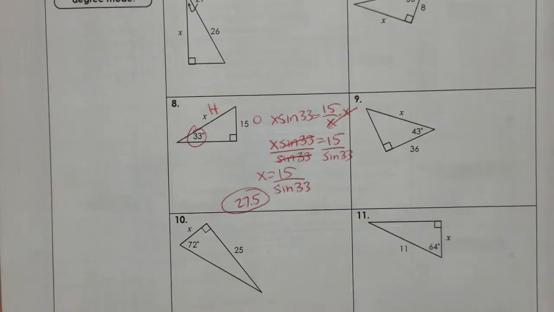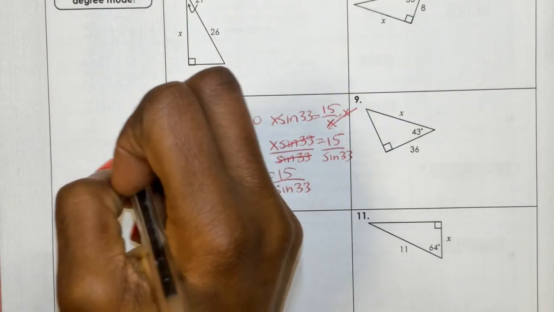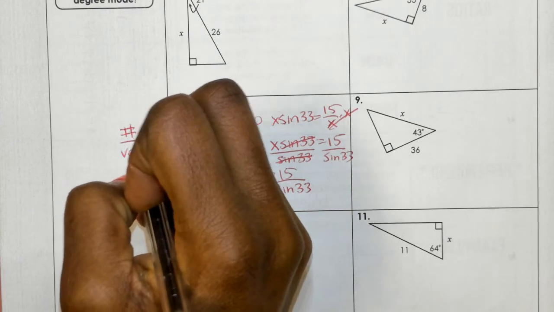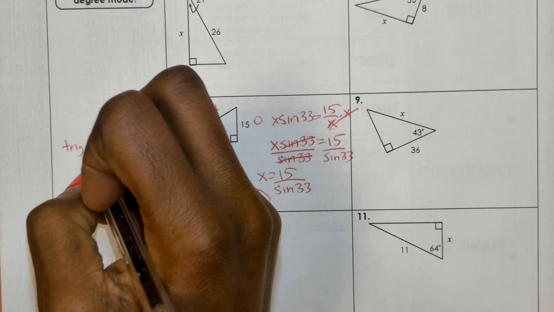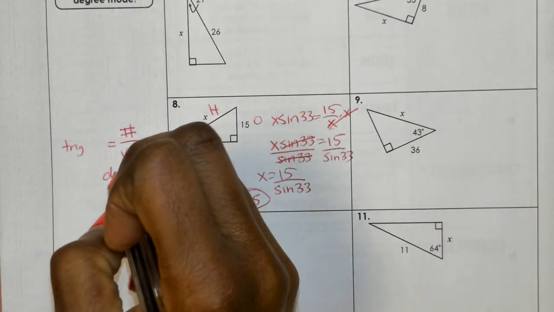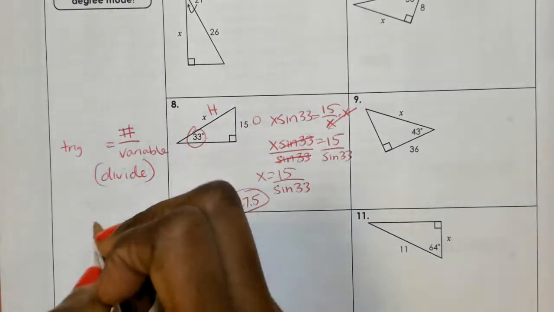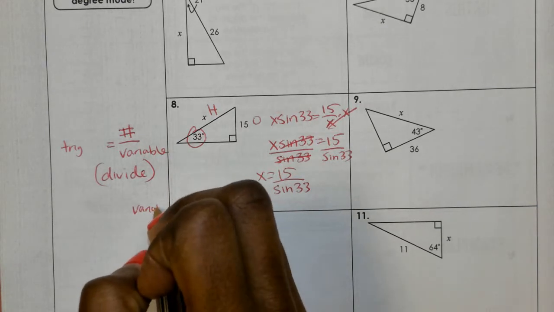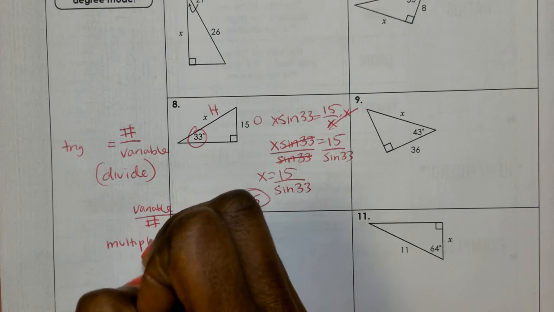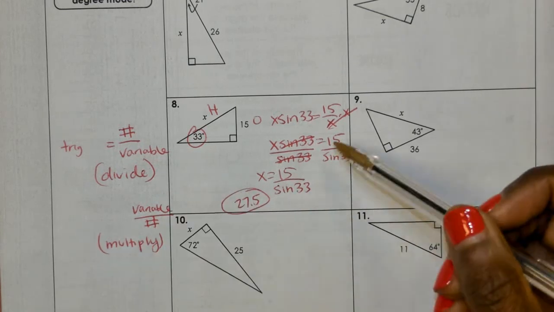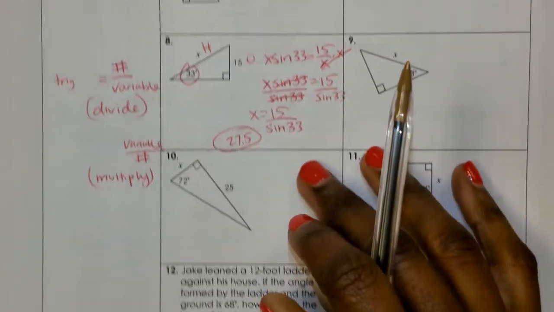Again, if you end up with the number over a variable with a trig ratio, then you're going to divide. If you end up with a variable over the number, then you're going to multiply. But if you understand algebra, you can get to that every time.